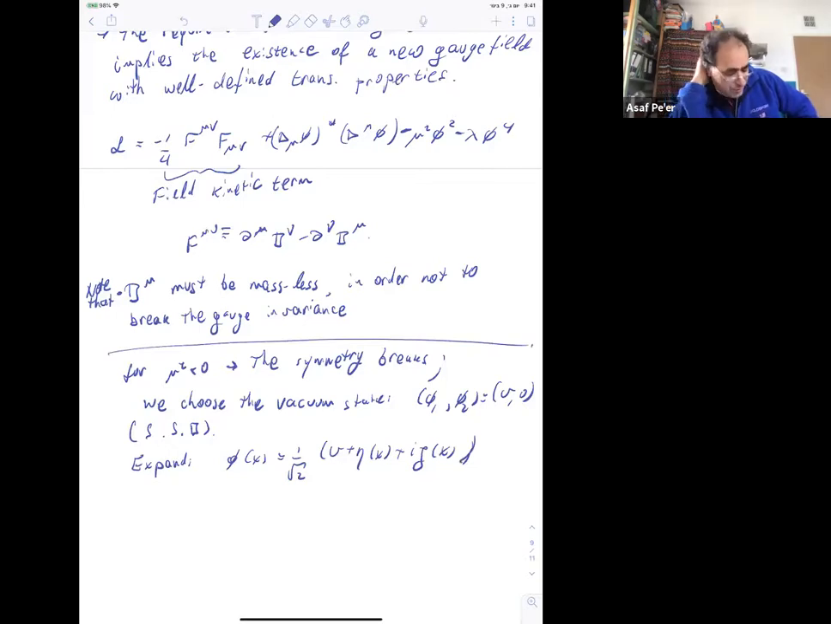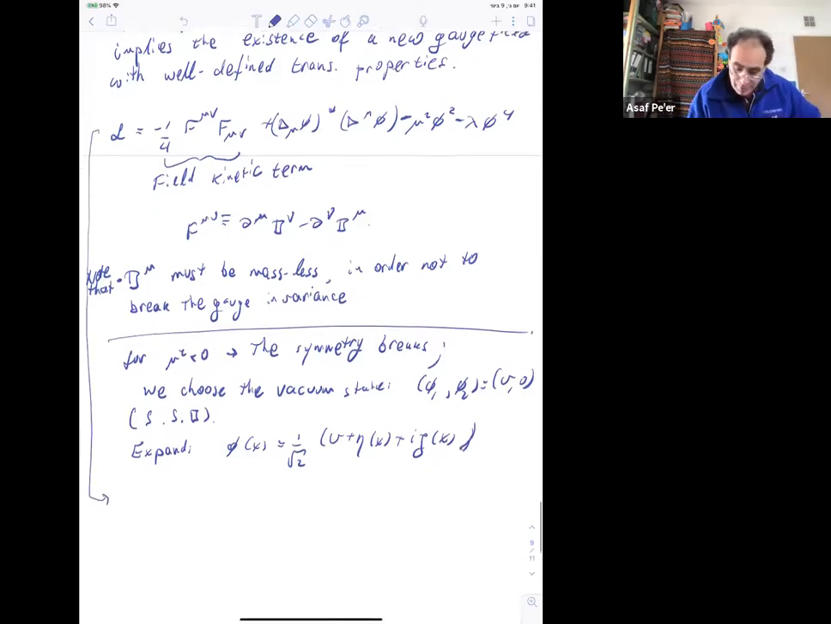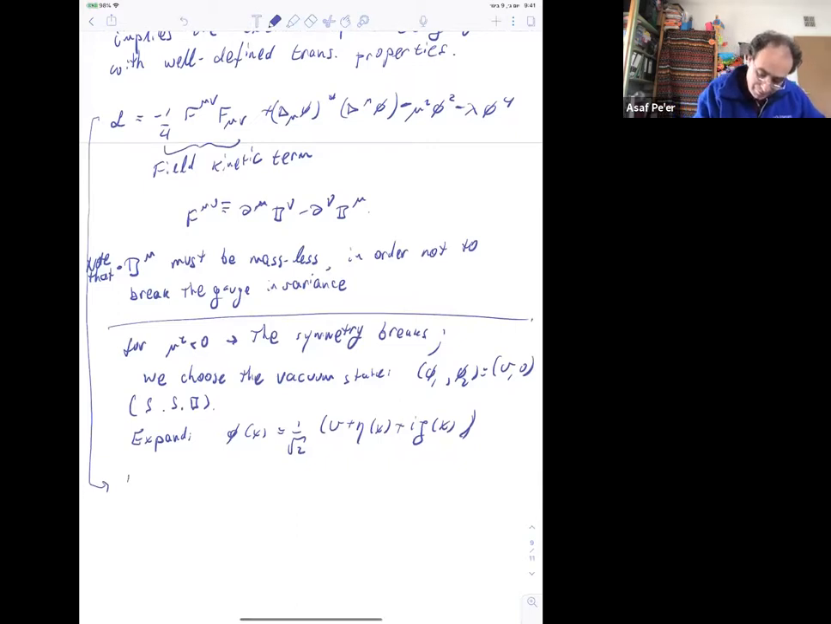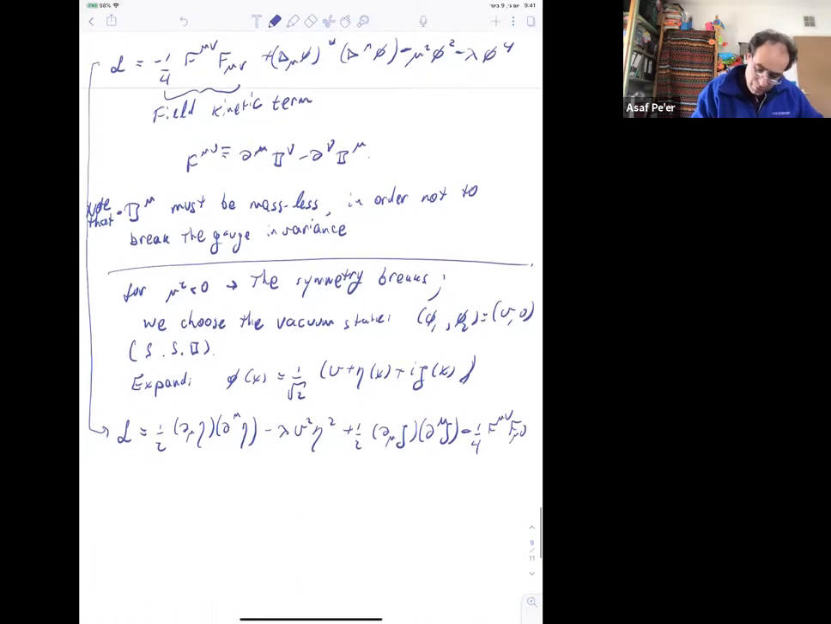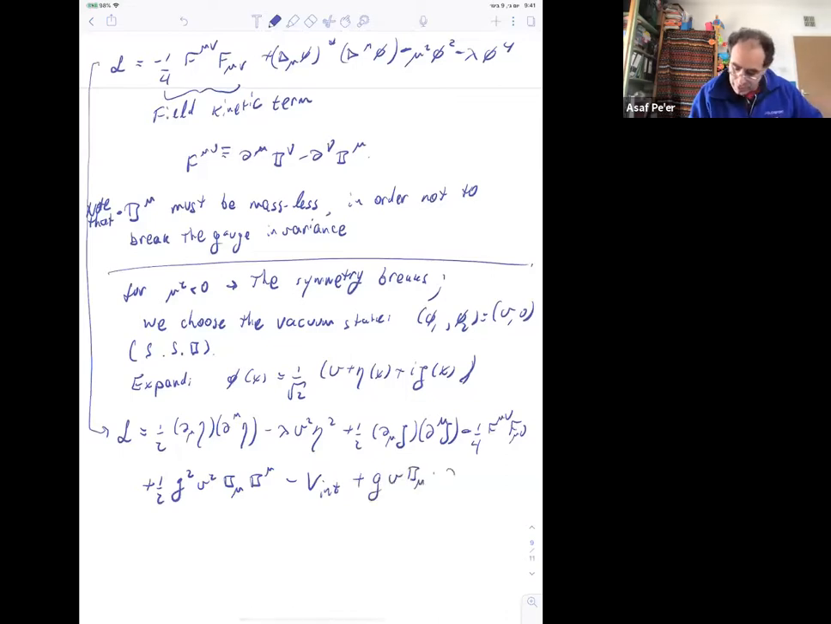Put everything here inside the Lagrangian. And when you do that, you get that the Lagrangian now will become 1/2 ∂μη ∂^μη minus λv²η² plus 1/2 ∂μψ ∂^μψ minus 1/4 F_μν F^μν plus 1/2 g²v² B_μ B^μ minus V interaction, which contains all the interaction terms, plus g v B_μ times ∂^μψ.